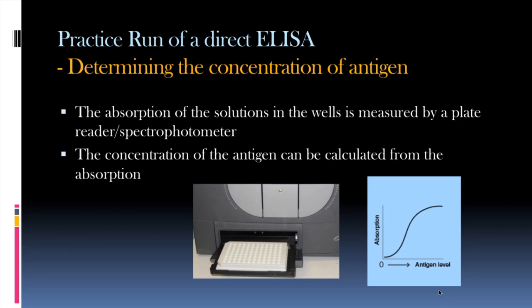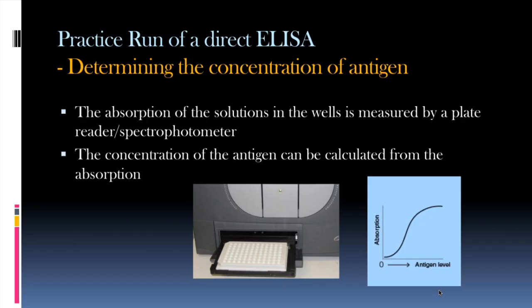So the absorption of the solutions of the well is basically a read of the color that is produced by the enzyme substrate reaction, and that's measured by the plate reader. And then the concentration of the antigen can be calculated from the absorption.